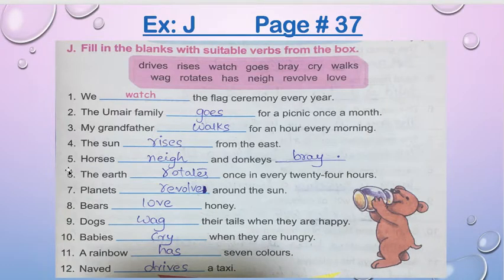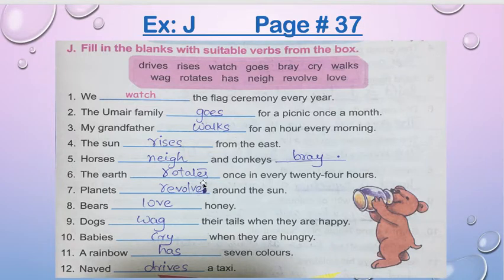Got it? Next. Fifth one, horses dash and donkeys dash. Horses is the subject here. Here there are two subjects in the sentence, horses and donkeys. So when the subjects are plural, so the verb will be singular. So horses neigh and donkeys bray. Next one. The earth dash once in every 24 hours.